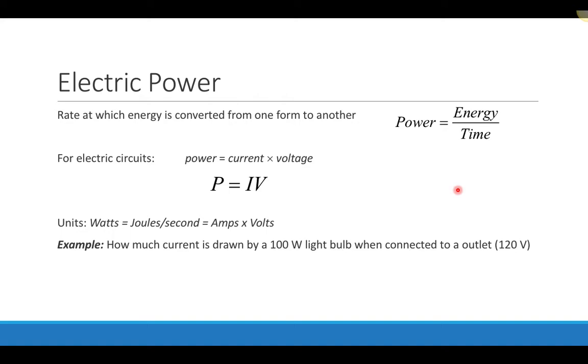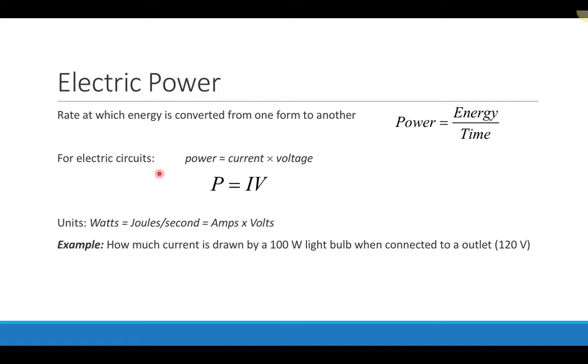So, if you recall from discussing energy and work, we know that the rate at which energy is converted from one form to another is called power. So power is basically energy over time. It's the rate at which we could produce energy, so how much energy is produced in a certain amount of time or how much energy is used in a certain amount of time.